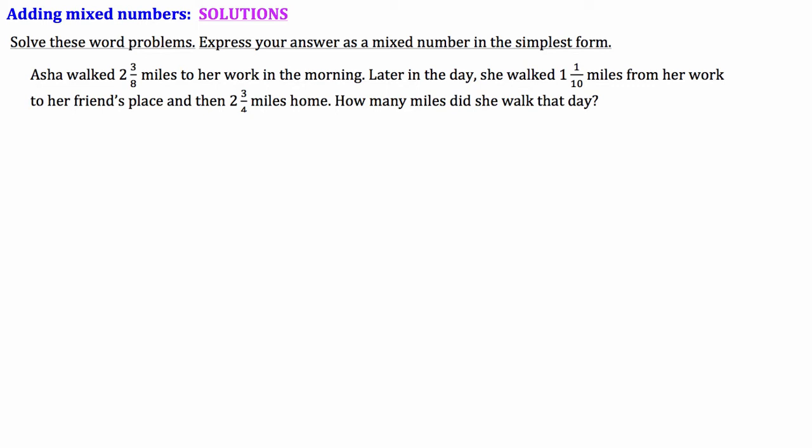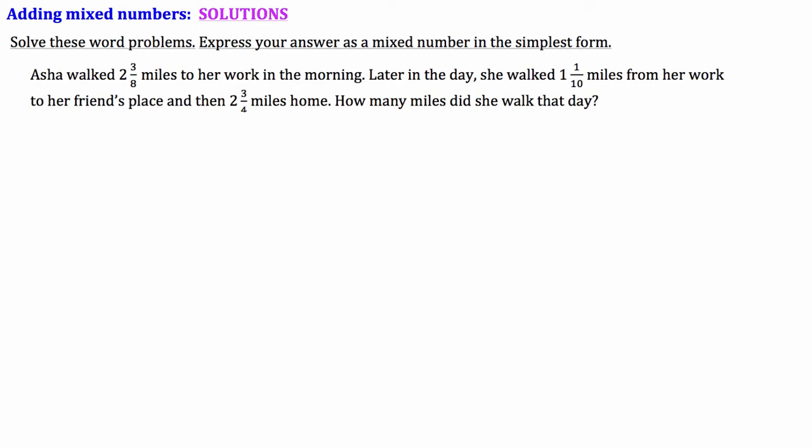In this problem, we are told that Asha walked 2 and 3/8 miles to her work in the morning. Then later in the day, she walked 1 and 1/10 miles from her work to her friend's place. And then 2 and 3/4 miles home. Wow, she walked a lot that day. So we have to figure out how many miles she walked that day.